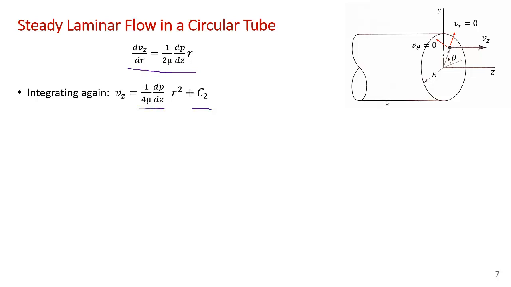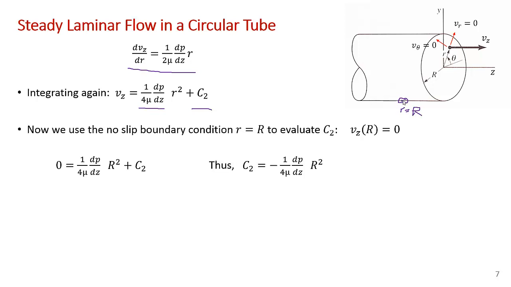Now this time we're going to use the boundary condition at the wall at r equals capital R, the fact that there's no slip at the wall. So we use the no-slip condition to evaluate C2. At r equals R, Vz has to equal 0. So we put a capital R in here, and we set the velocity to 0, and we get that C2 equals minus 1 over 4 mu dp/dz R squared.